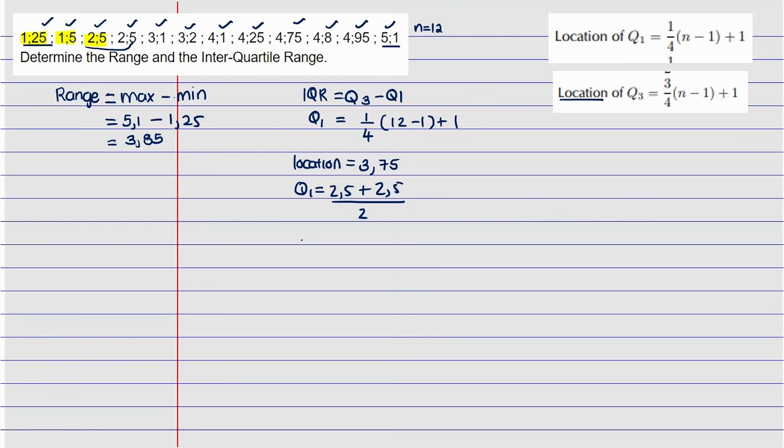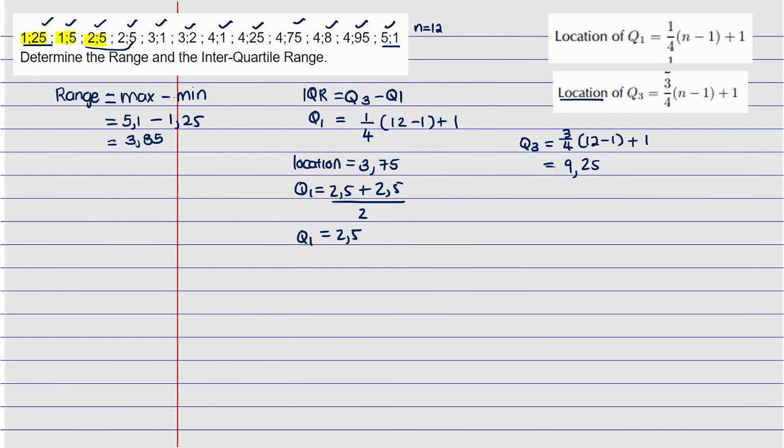So that's going to give me Q1 is equal to 2.5, right? So now let's find Q3. So Q3 is equal to 3 over 4, right? Then this is going to be 12 minus 1 plus 1. So let's do that. It's going to be 3 over 4, right? Then that's going to be equal to 9.25.